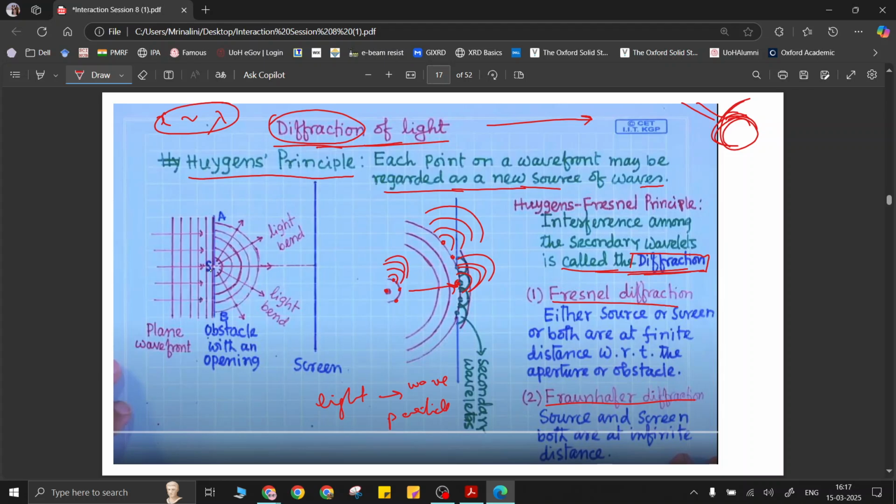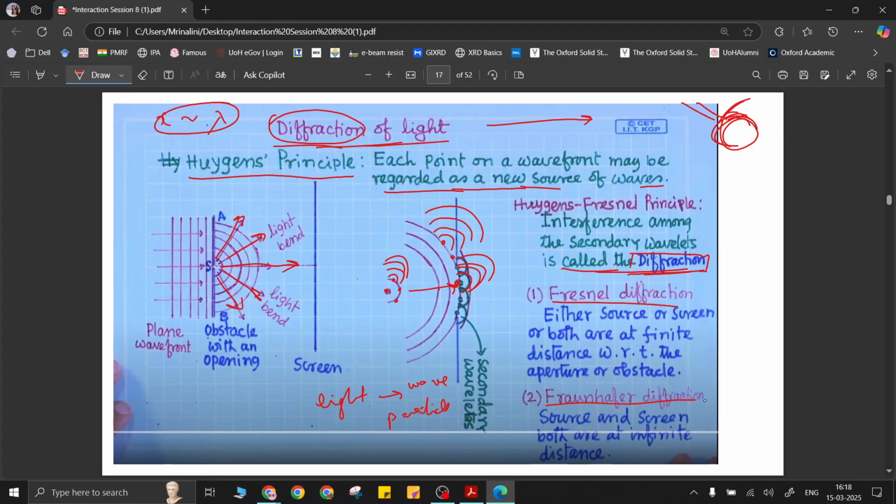Here we have a small aperture, and these straight lines you see represent the wavefront, which is plane. But when it's passing through this aperture, it bends, and instead of just going in the straight direction, now we have light traveling in these other directions as well. This is only happening because the light is bending through this aperture. So in Fresnel diffraction, the source or screen or both are at finite distance.